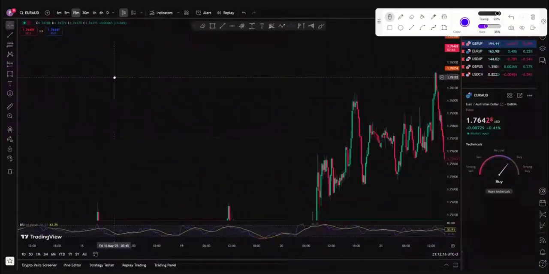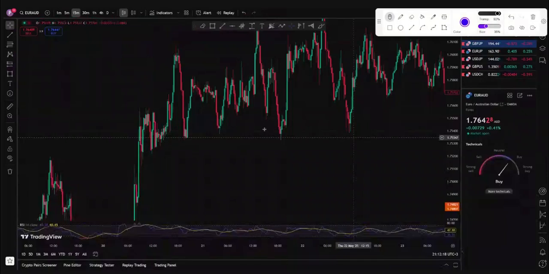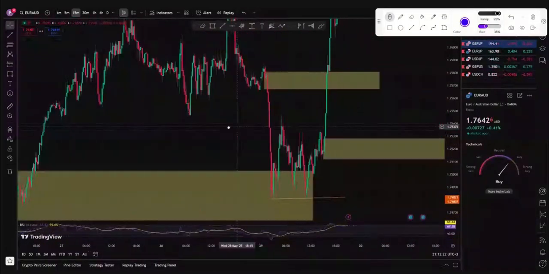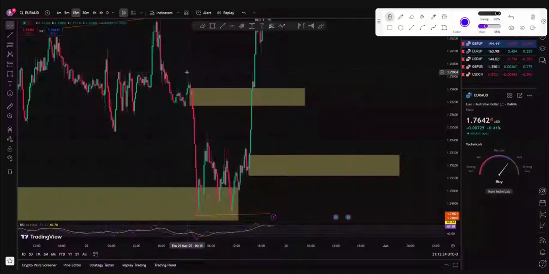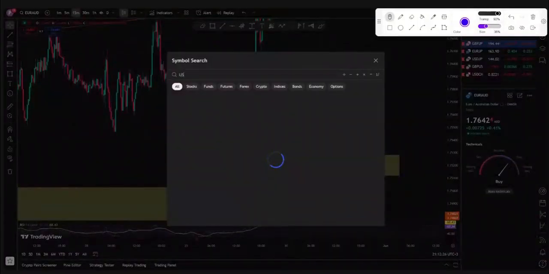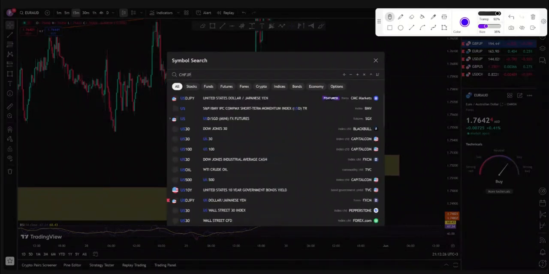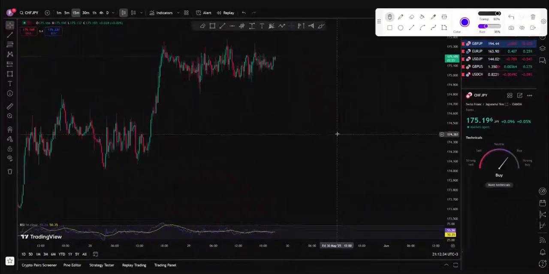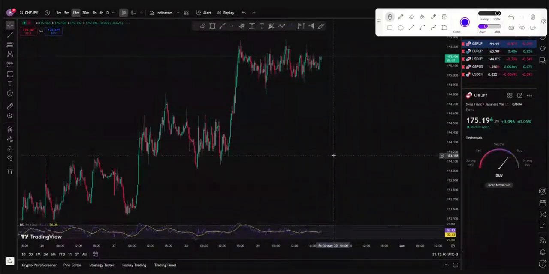Something I want you to know is supply forms above the price, so it's above the price, and demand forms below the price. Let's use something like CHF JPY. Supply forms above the price, demand is below the price. So a supply zone is like a consolidation above the price, and a demand zone is like a consolidation below the price.